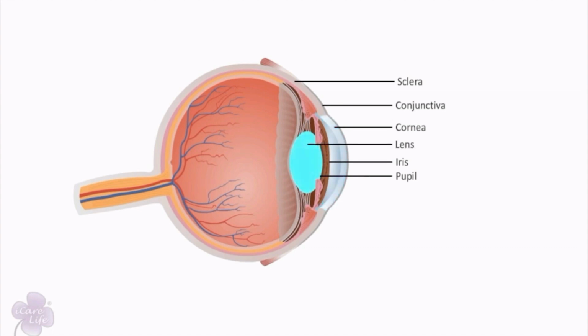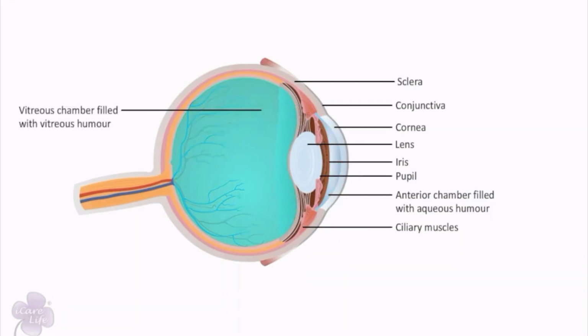Lens and the ciliary muscles help the eye focus on objects. Aqueous humor in anterior chamber nourishes the eye and keeps it healthy. Vitreous humor in vitreous chamber gives the round shape to the eyes. A clear image can be seen when the reflected light from an object strikes the macula.